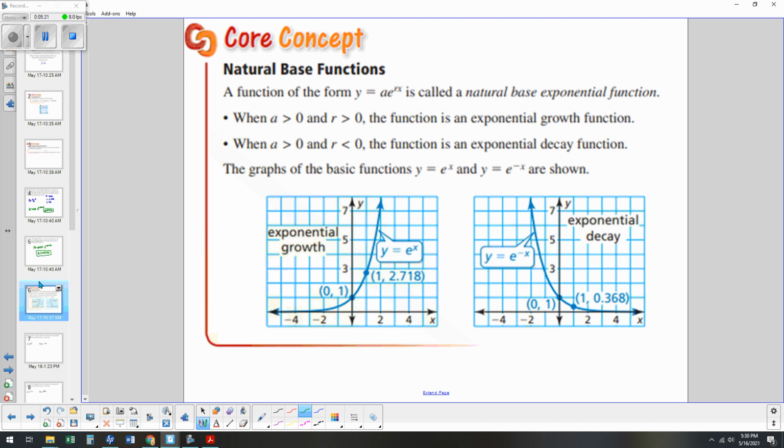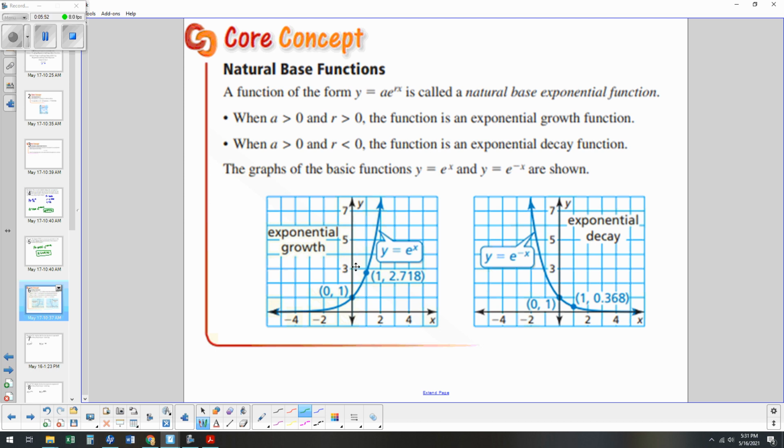So any function in the form y equals a number times e raised to something times x is called a natural base exponential function. So the a value is going to be greater than 0, and the r value is going to tell us if it's exponential growth or decay. So if the r value is positive, or what we're multiplying the x by is positive, it's exponential growth. And if what we're multiplying the x by is negative, it's exponential decay.